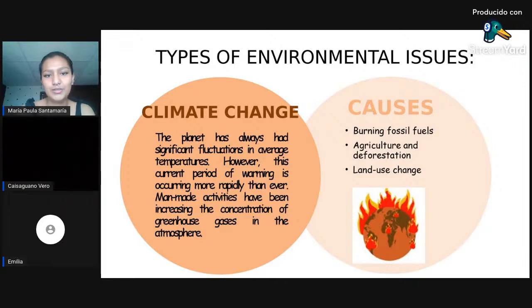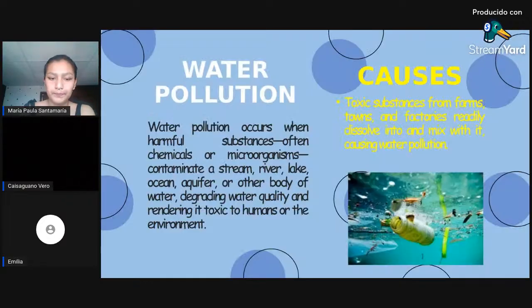The planet has always had significant fluctuations in average temperatures. However, this current period of warming is occurring more rapidly than ever. Man-made activities have been increasing the concentration of greenhouse gases in the atmosphere, and the causes are burning fossil fuels, agriculture and deforestation, and of course the land use change.